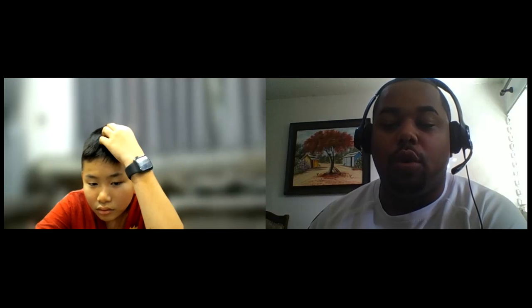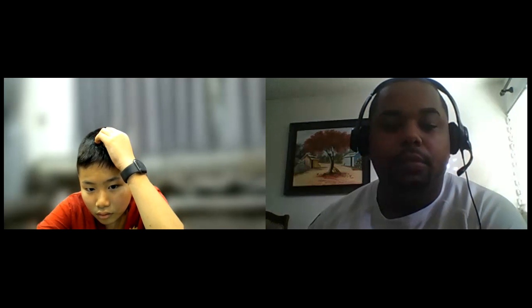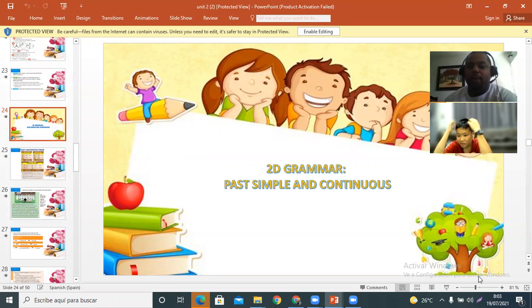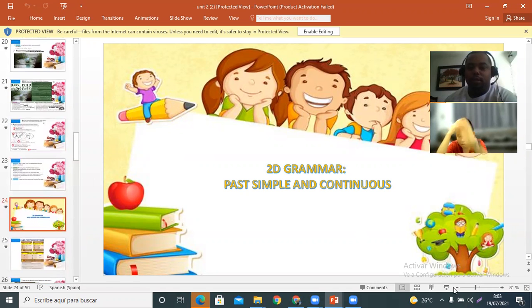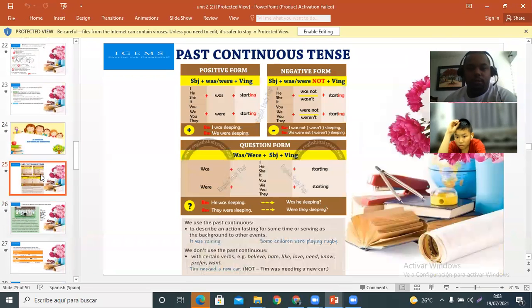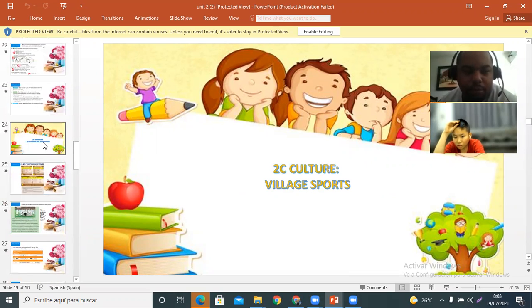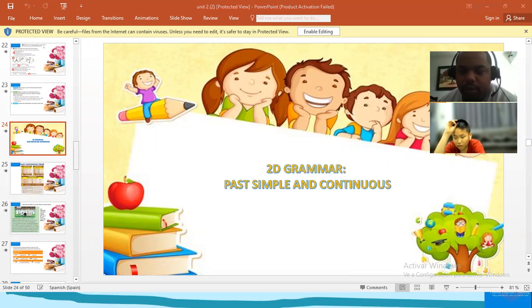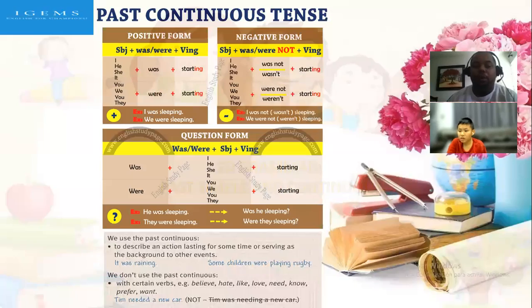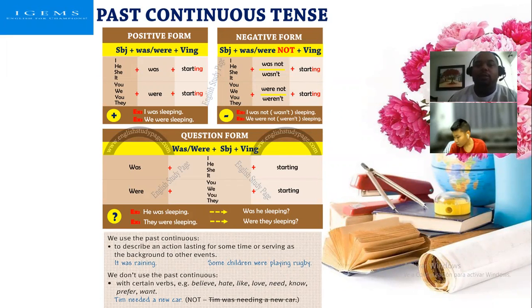Let me just share my screen so that you can see well. Let's refresh a little bit of our last class, past simple and past continuous. Can you see here? It was the last topic. We were talking about the past continuous tense, how we use it in English, and we mentioned that in order to use the past continuous, we mandatorily have to use the verb to be.